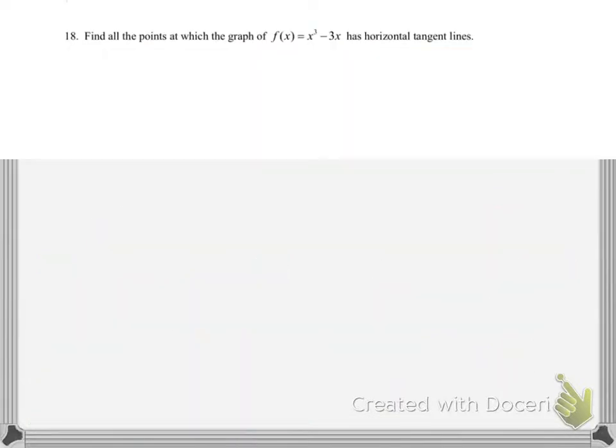Question 18 says, find all the points at which the graph of f of x equals, whoops, sorry, let me undo that, get my pen back again. Okay, where f of x equals x cubed minus 3x, and it has to have a horizontal tangent line. First things first, if you have a horizontal tangent line, what is that slope? That slope should be 0. So find the slope of this equation. That is just your first derivative.